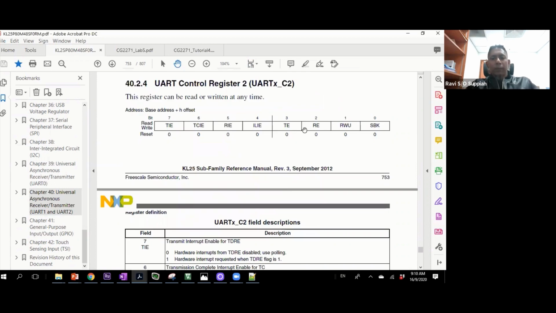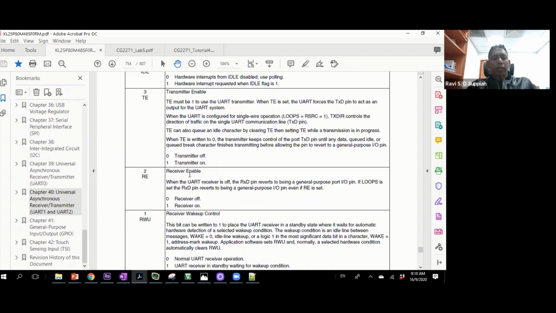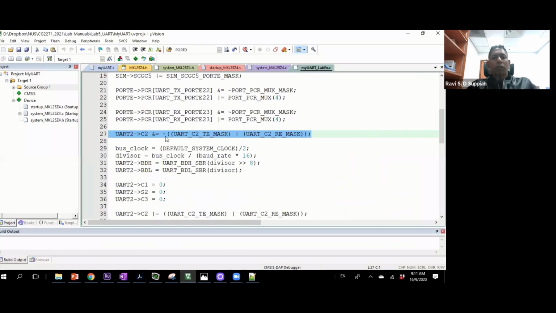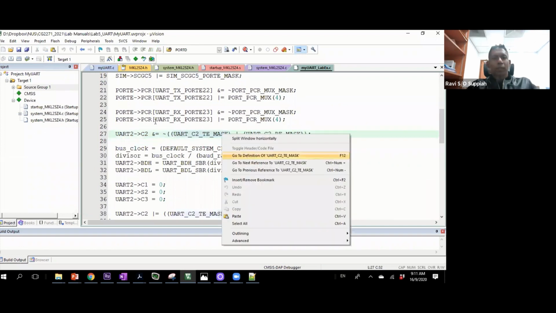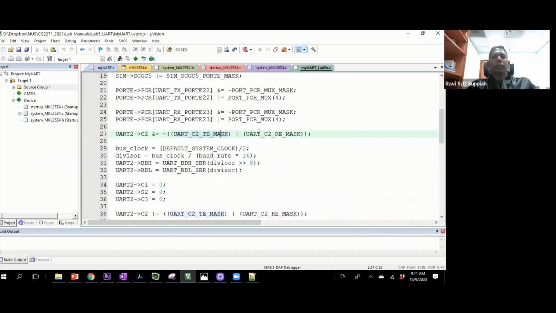Okay, so the UART2 C2 register, TE and RE. TE and RE is basically to enable both the transmitter and receiver. And what the code is doing is it is writing a complement of the mask value. So if I go to the mask value, the mask is basically setting that bit to 1. So the complement of that would be 0. That means effectively I am writing a 0 to the TE and RE bits.